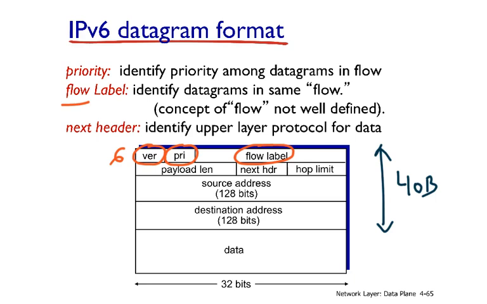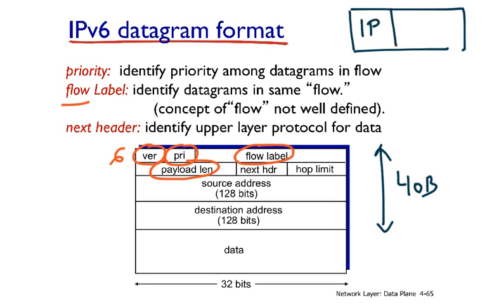Next field, payload length. The payload length refers to the length of the payload. So we have the IPv6, in this case, header, and the data is the payload. This is the payload length. So now I'm asking you, why is it necessary to have the payload length? Is it necessary to have the length for the whole datagram? Yes, no, and why?